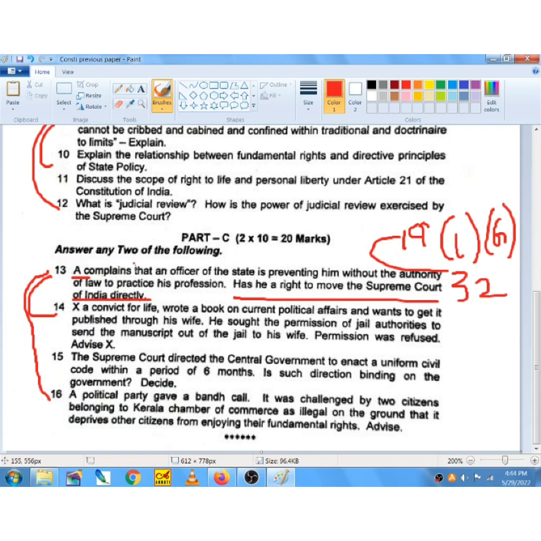So in this case it is not written whether A here is a citizen or not, because article 19(1)(g) is applicable only to citizens. Like any foreigner cannot come to India and say that I'll start a company, I'll do business here. He can't do that. He won't have the fundamental right under 19(1)(g). So it is not mentioned whether A is a citizen or not. So you need to mention the same in the conclusion also, what will happen if he is a citizen, what will happen if he is not a citizen. So if he is a citizen, then he can claim both these remedies and directly approach the Supreme Court also.